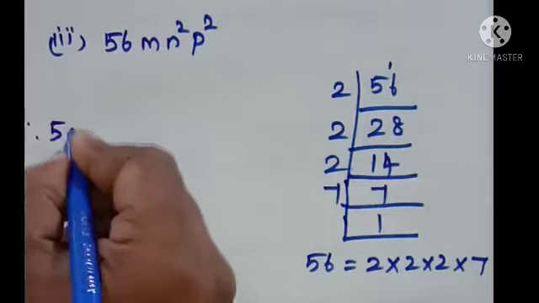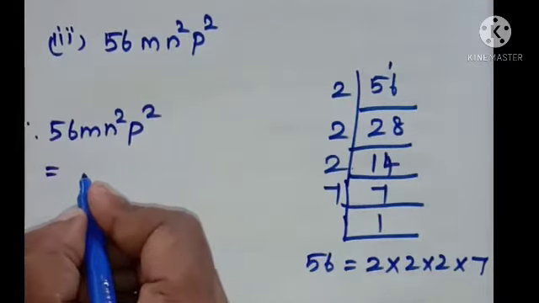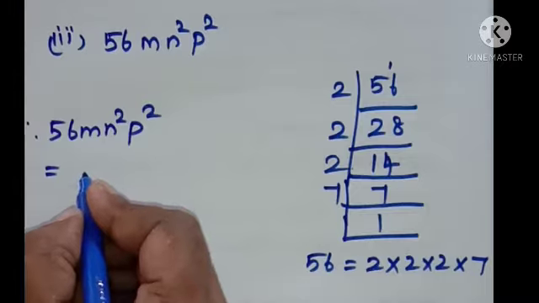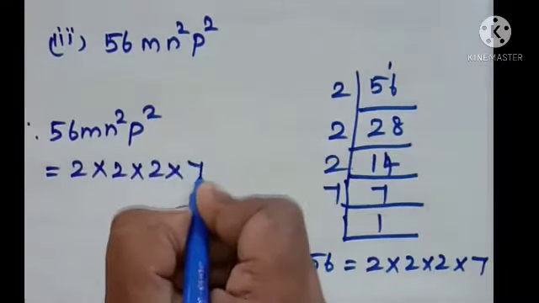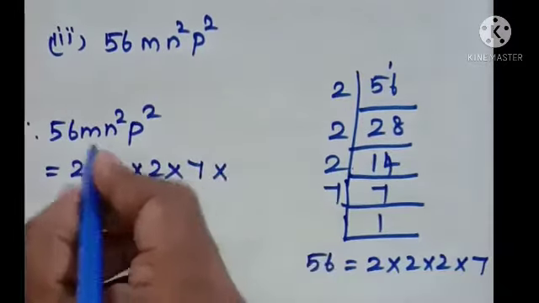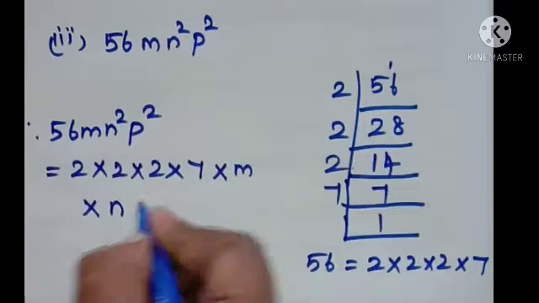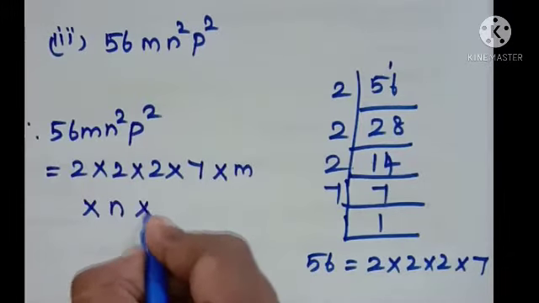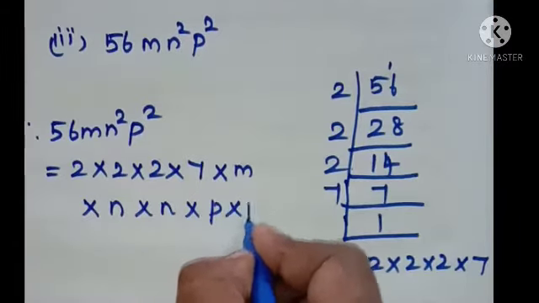Therefore 56 mn square p square can be expressed as the product of its factors as 2 into 2 into 2 into 7 into m into n square. N is multiplied by itself 2 times, and p square, p is multiplied by itself 2 times.